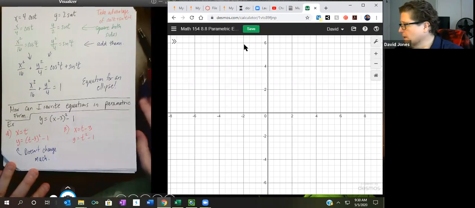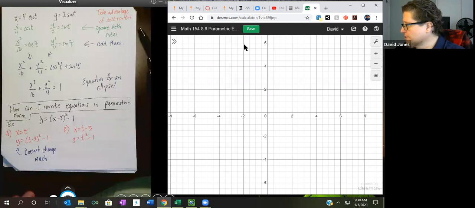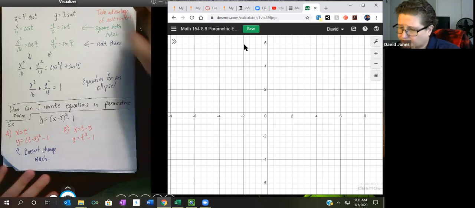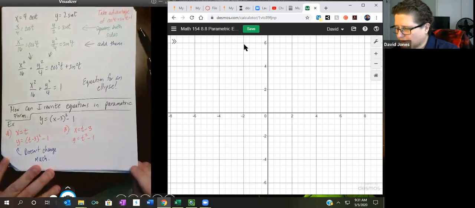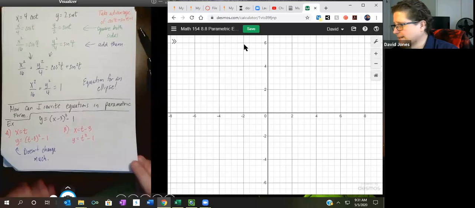Okay, so that's a couple common approaches to giving two parametric representations for the same equation. They both result in the same graph. It's just different ways of parameterizing it. There are some neat shapes that fall out of this kind of stuff.